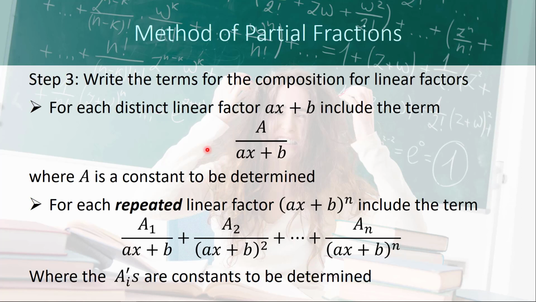Once we've done that, we will write the expression as follows. If we have a discrete linear factor, we will include a term that is some constant divided by ax plus b, that factor. If it is repeated, then we will add a constant divided by ax plus b, plus another constant divided by (ax plus b) squared, and we will continue this all the way up to the highest power.